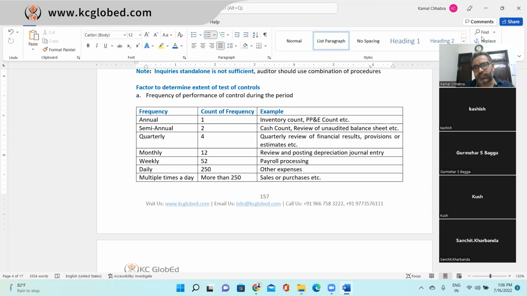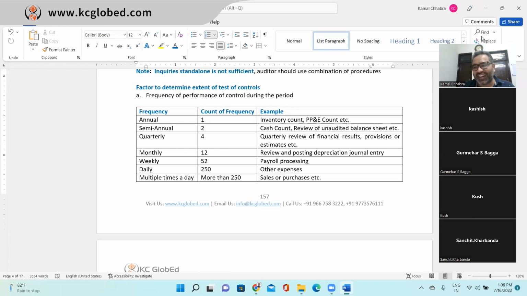Yes. And what would be the control around this daily frequency, which is happening 250 times a year, other expenses and all? We will be checking authorization controls and all. No, we'll come to that. As of now, we are discussing the factors impacting how many samples you need to test. Right. So if you have an annual control, you might be testing 1 sample.